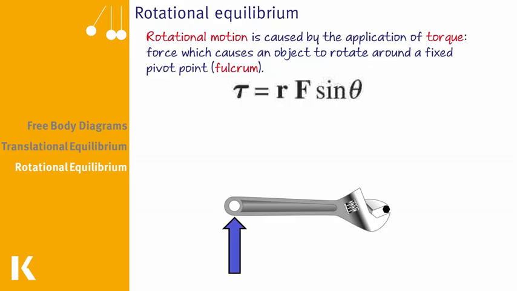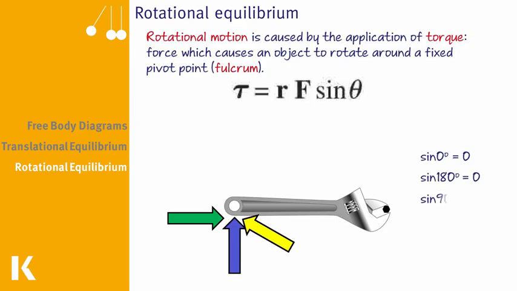The maximum absolute value of the sine function is 1, and the minimum value is 0. Thinking about which angles elicit these values, we can figure out which of these three arrows results in the greatest torque. Sine of 0 degrees is 0. Sine of 180 degrees is likewise 0. Halfway in between, we have 90 degrees, where sine reaches its maximum value of 1. So of these three equal forces, the one applied at 90 degrees elicits the greatest torque.